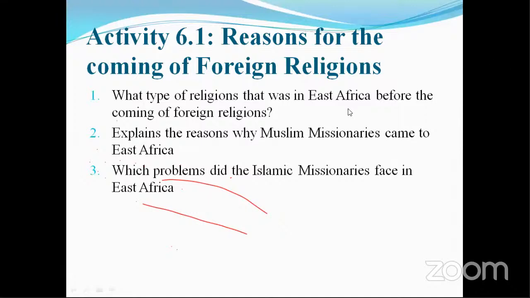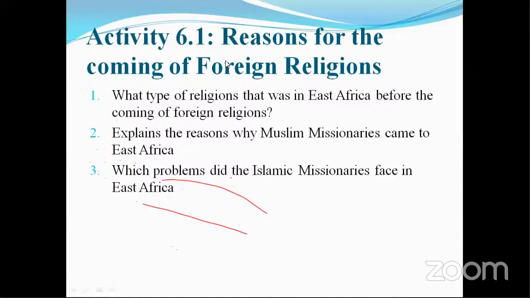From the chat, someone is saying, excuse me, teacher, were Muslims missionaries or traders? Now, this is an interesting question. For sure, most of the Muslims that came to East Africa were traders. But again, I will tell you that some Muslims came in to spread Islam, and they were doing it at the coast of East Africa. Meaning that they also had that mission of spreading Islam. Because they had that mission of spreading Islam, then they also became missionaries.